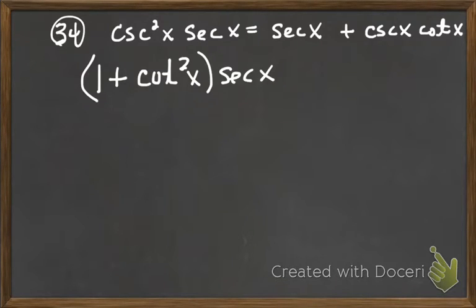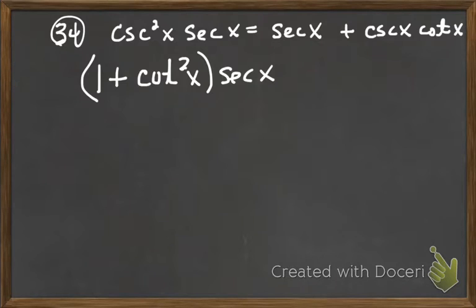Or even the right-hand side has a plus in it, right? So if you turn cosecant squared into 1 plus cotangent squared, that's going to end up giving you something plus something, because you can distribute the secant there. Does that make sense? So because the right-hand side had the sum of 2 terms, then it would make sense to turn cosecant squared into 1 plus cotangent squared. All right, then you can distribute your secant.